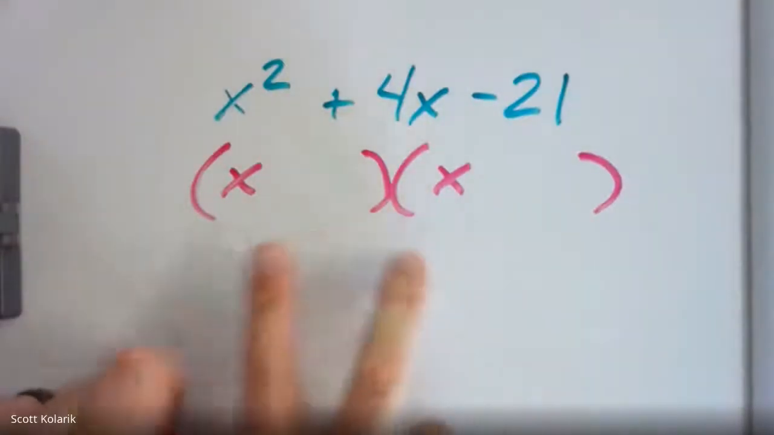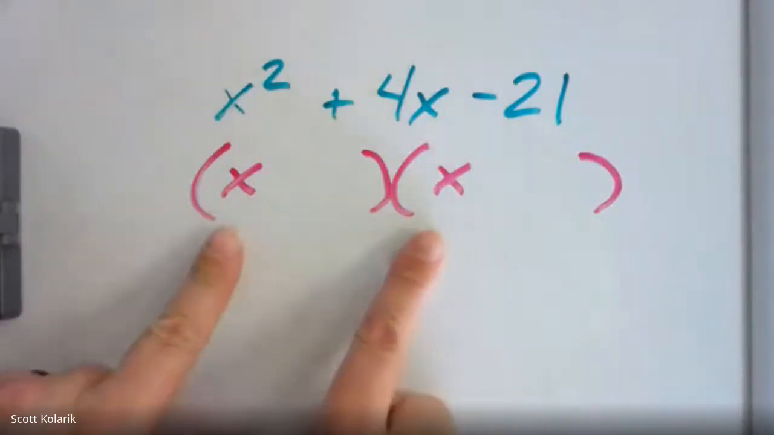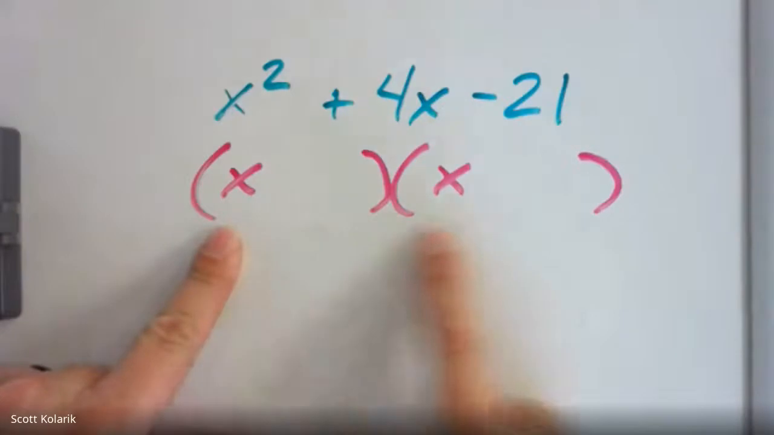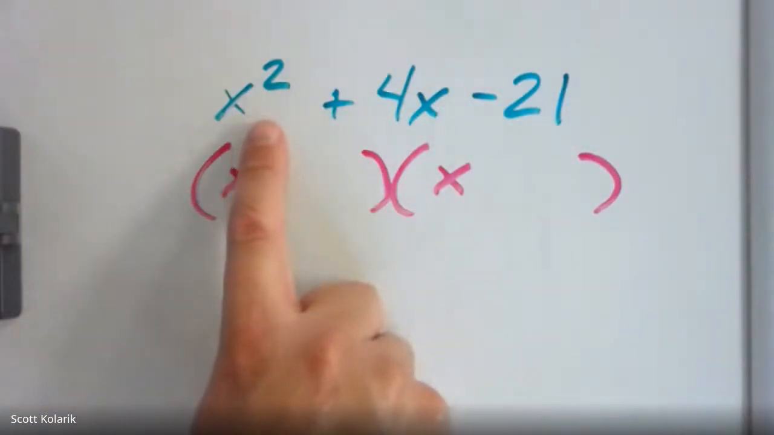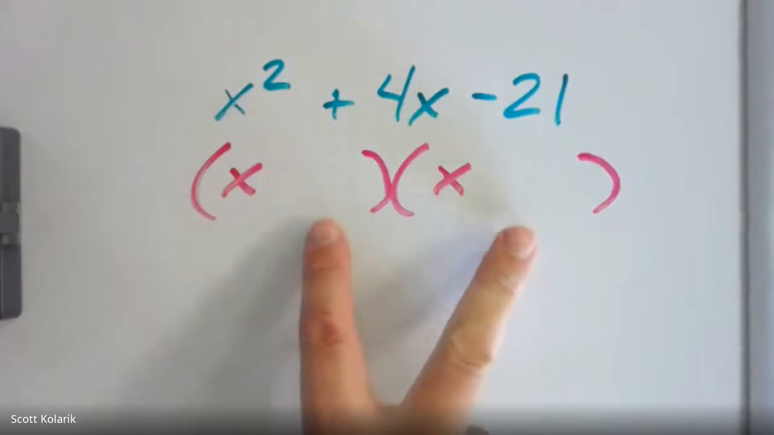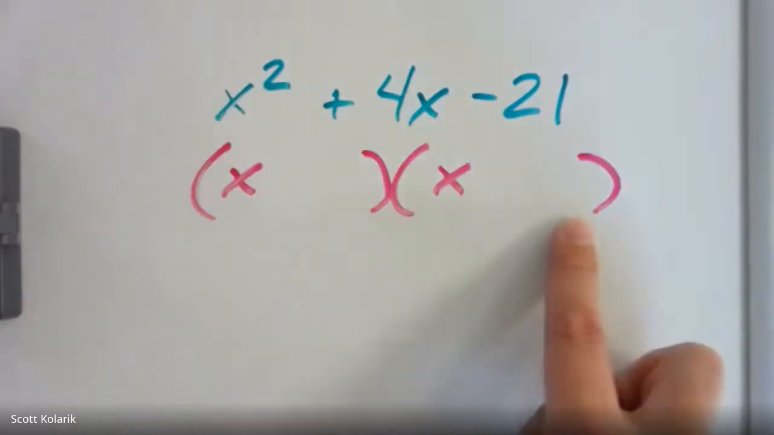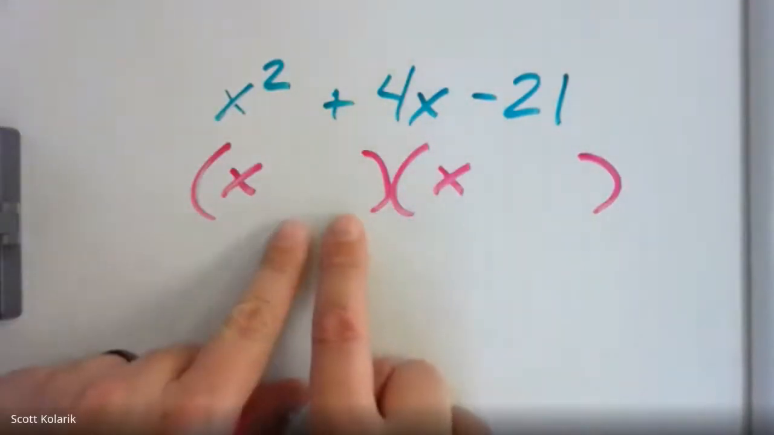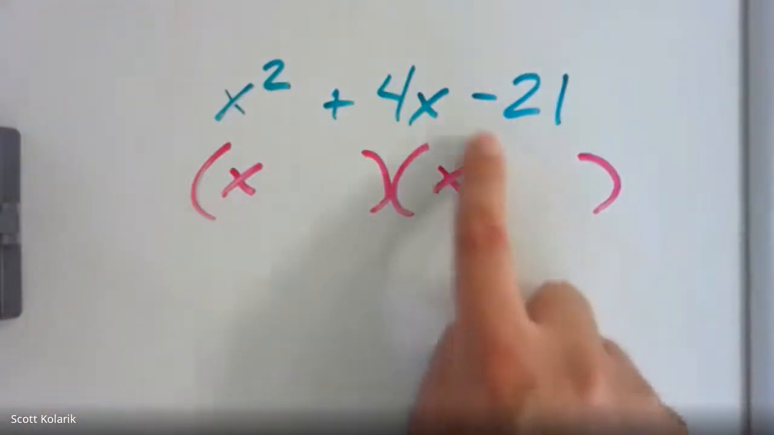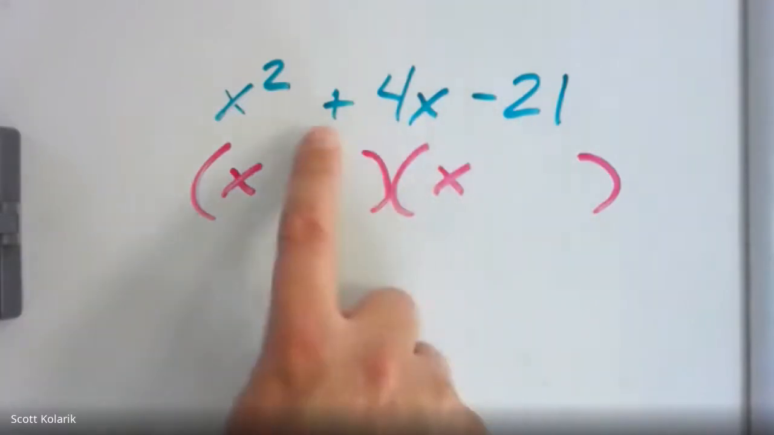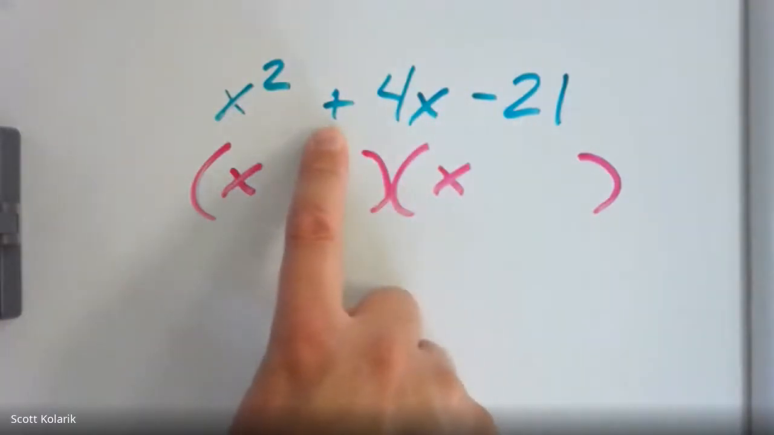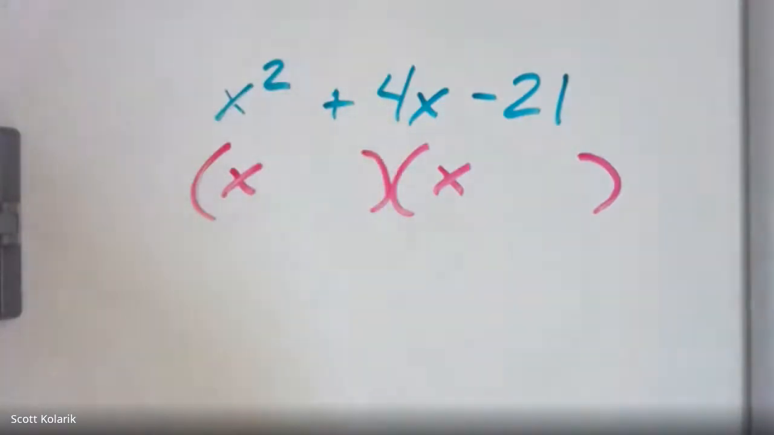X is at the front of my two parentheses because, again, x times x, when I ultimately distribute both of these together, x times x will give you my x squared. So now I need to figure out what these two missing pieces are. Whatever they are, they have to multiply together to give me this last number, this -21, but also combine in some way through addition or subtraction to give me this middle term, the +4.